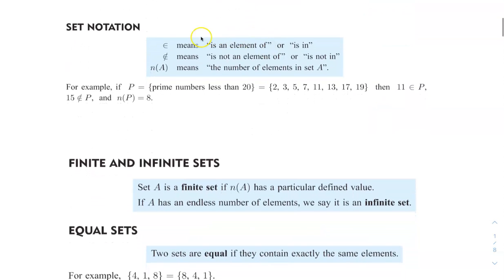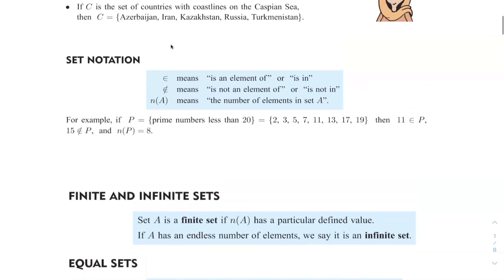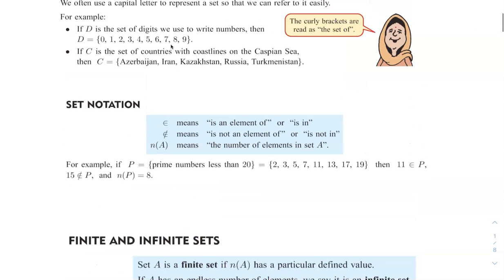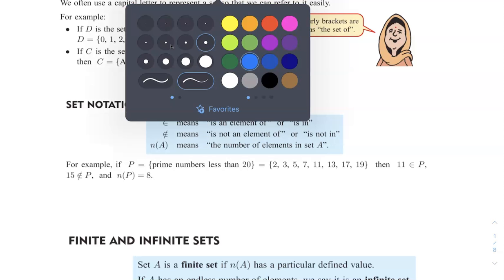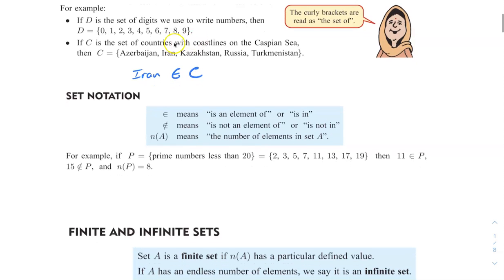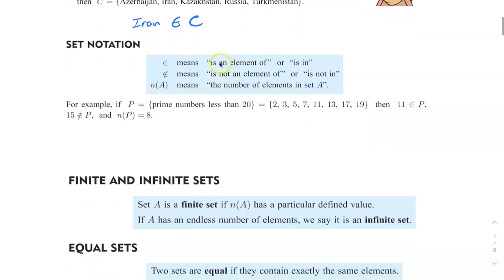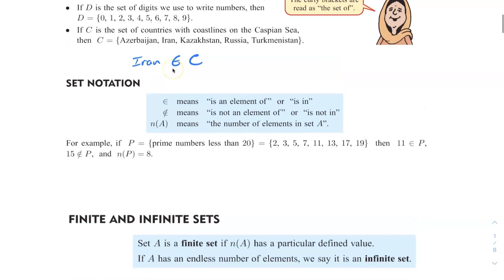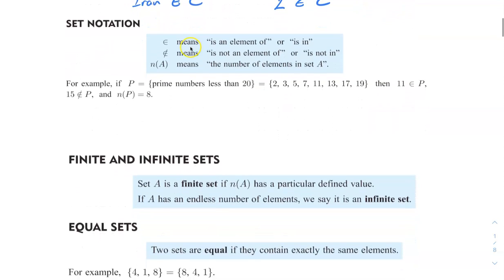Some basic set notation. If you see this skinny E symbol, that means it's an element of. So a lot of times you write, over here, I'll write Iran. Iran is an element of C, right? Iran is in the set here. So that's what that means. When you put a cross through it, it means it's not an element of that set. So 2 is not an element of C, right? There's no numbers in that set.